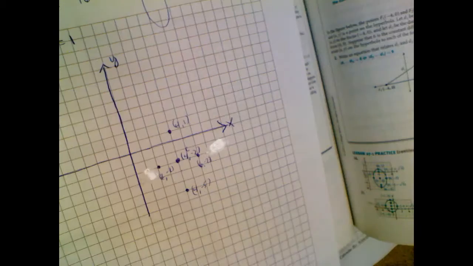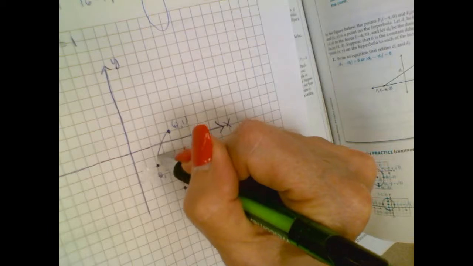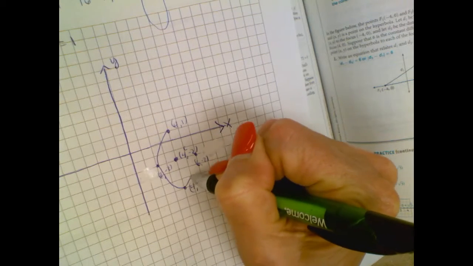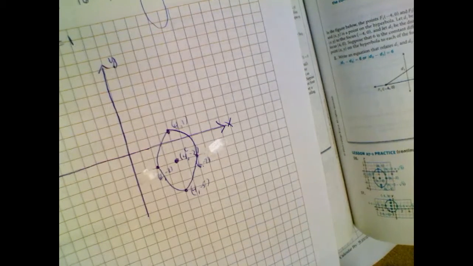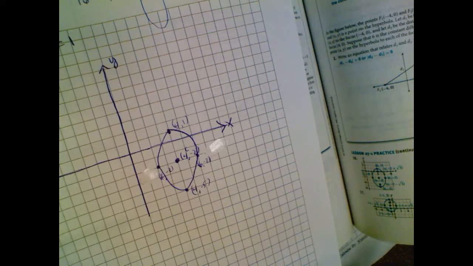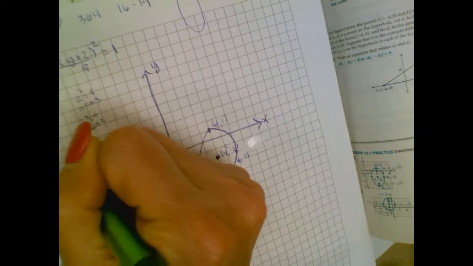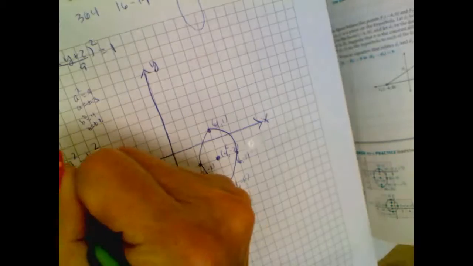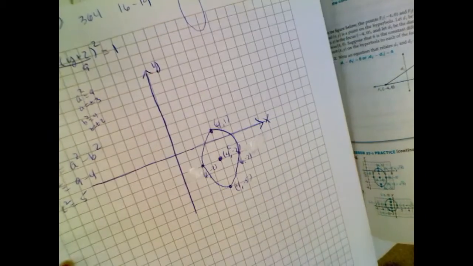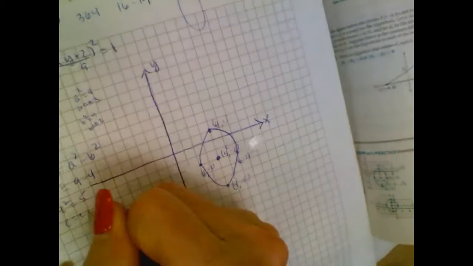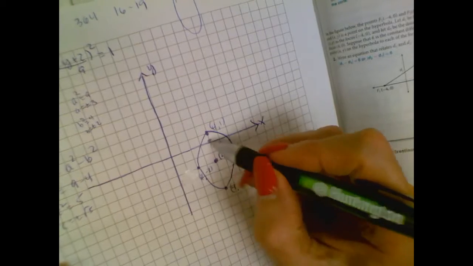So you got your 4 main points here. Draw your best vertically elongated ellipse. So there it is. And the only thing else that you have to label is your foci points. And here's your foci formula. c squared equals your bigger one minus your smaller one, and that is 5. So c is plus or minus square root of 5, which is about 2.2. So that's up 2.2 and down 2.2.